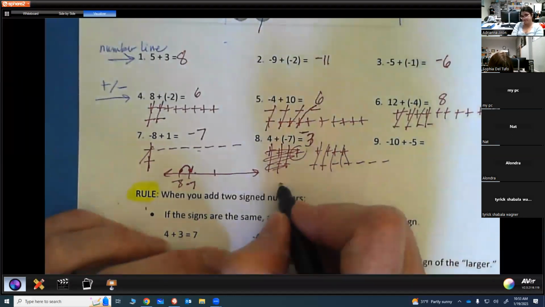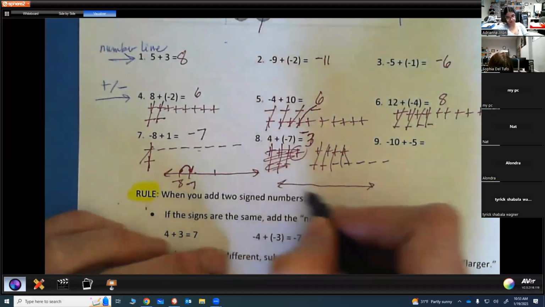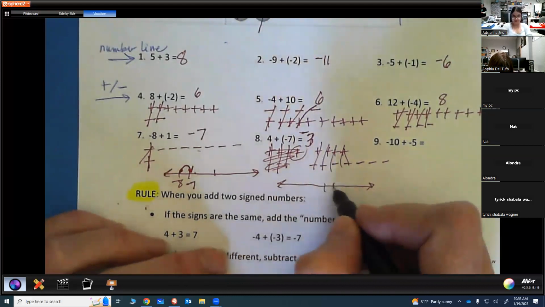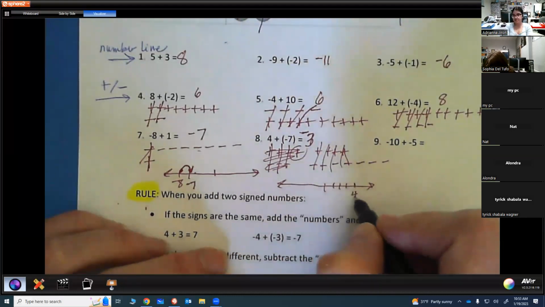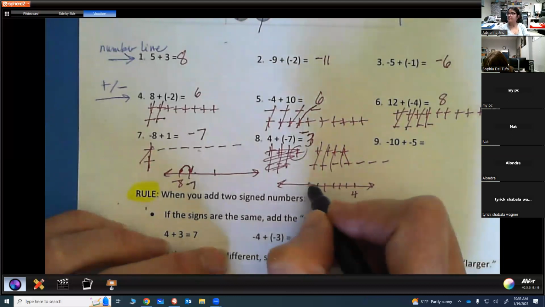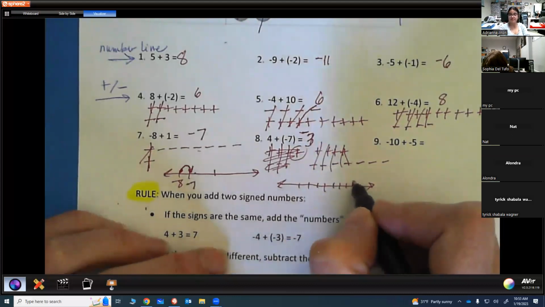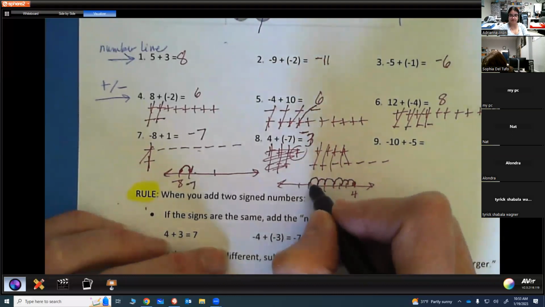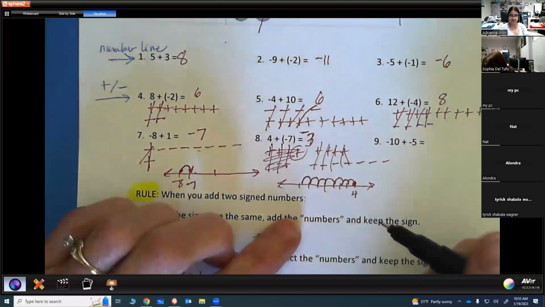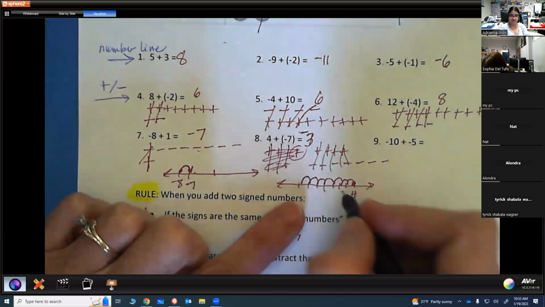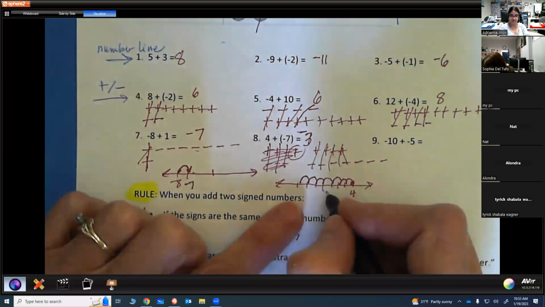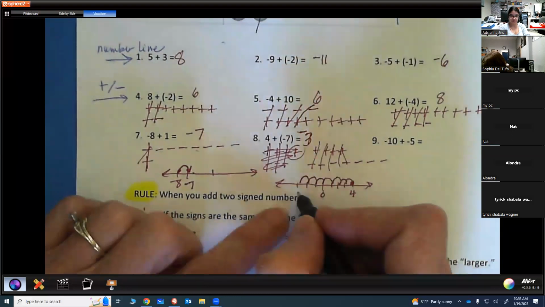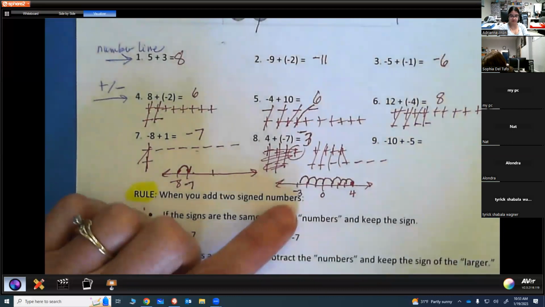On a number line, you would start at 4. And I would go 1, 2, 3, 4, 5, 6, 7 units to the left because negative is to the left. And there's my 0. And so -3 would be over here.